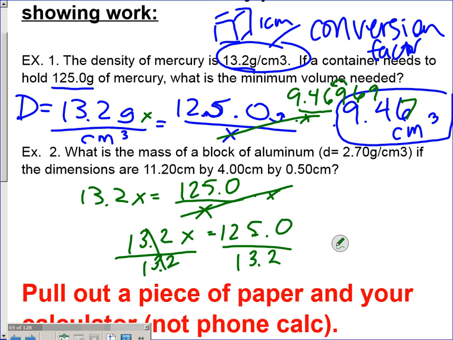Okay? So I'm going to show you guys how to do it via dimensional analysis later. Okay? So you should have a calculator out. We're going to take our like 5-minute, 6-minute quiz.